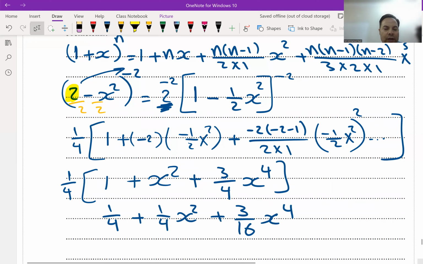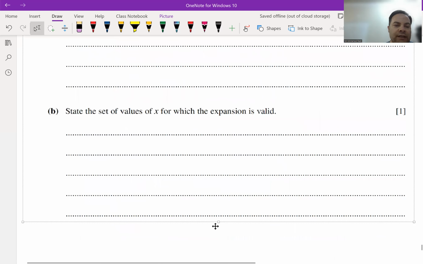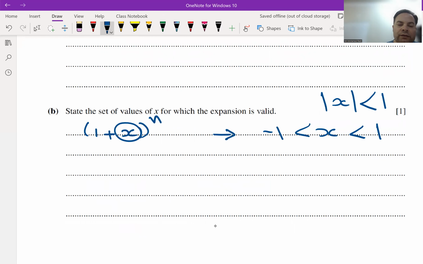Now we look at part B. State the set of values of x for which the expansion is valid. In general, when we have (1 plus x) to the power of n, this expression is valid when x is between negative 1 and positive 1, like this. Or we can write modulus of x is less than 1.